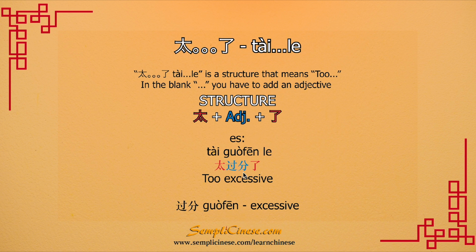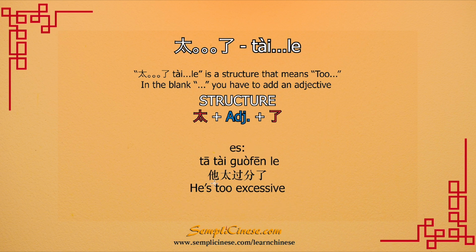Or 太过分了, too excessive. 过分 means excessive, and you can use it to describe also a behavior of a person. So if he's exaggerating or he is being too excessive, you can use 太过分了. 他太过分了. He's too excessive. Yeah, here we go. 他太过分了. He's too excessive.